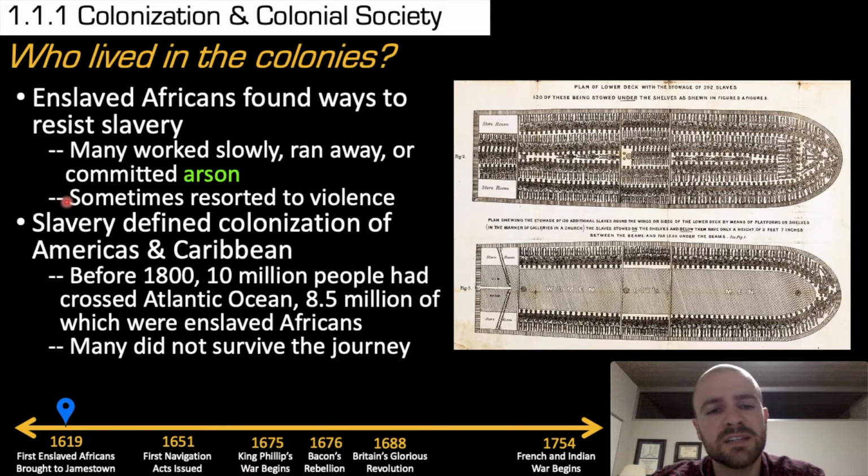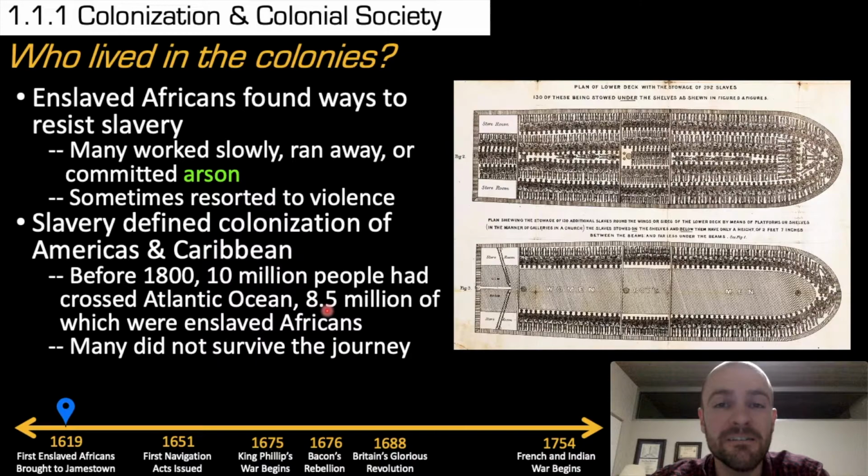Slavery really came to define this colonial period in the Americas and furthermore in the Caribbean. It wasn't just a North American phenomenon. This was not just something that affected the United States. This is something that had infected the Caribbean. This has infected Brazil and South America. And so slavery defined the colonization of the Western Hemisphere. Before 1800, 10 million people had crossed the Atlantic Ocean, 8.5 million of which were enslaved Africans.